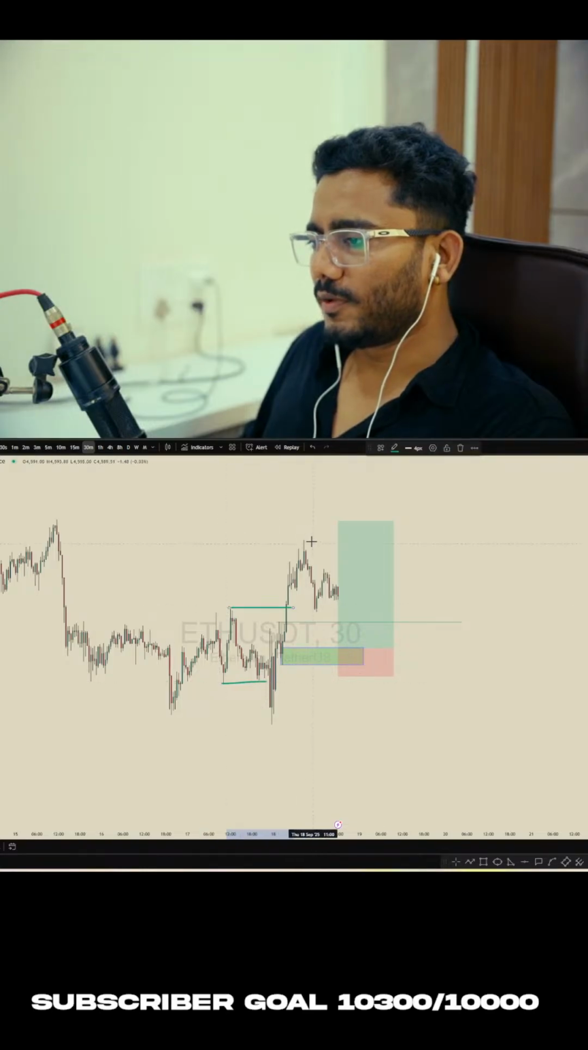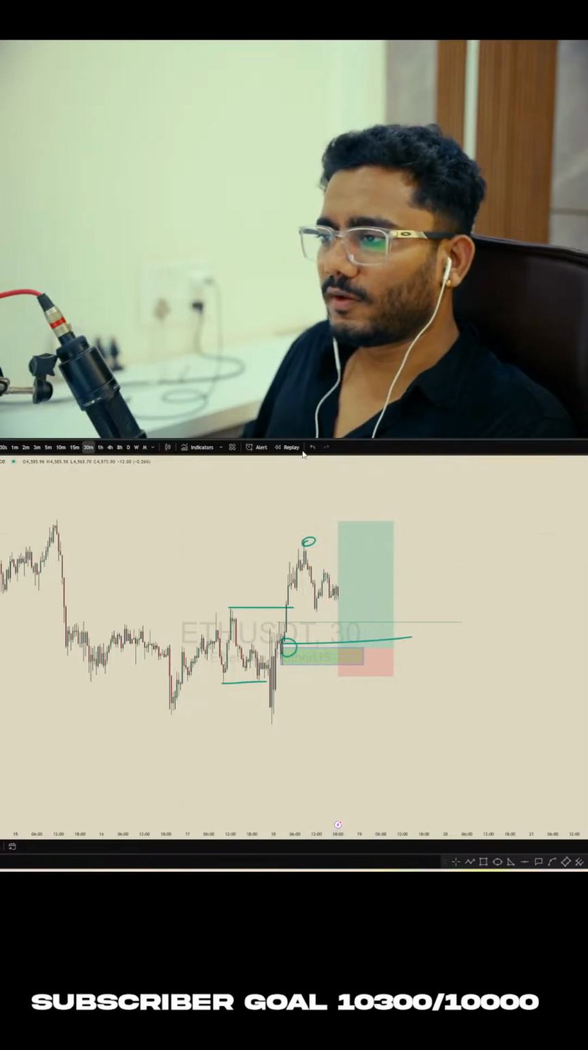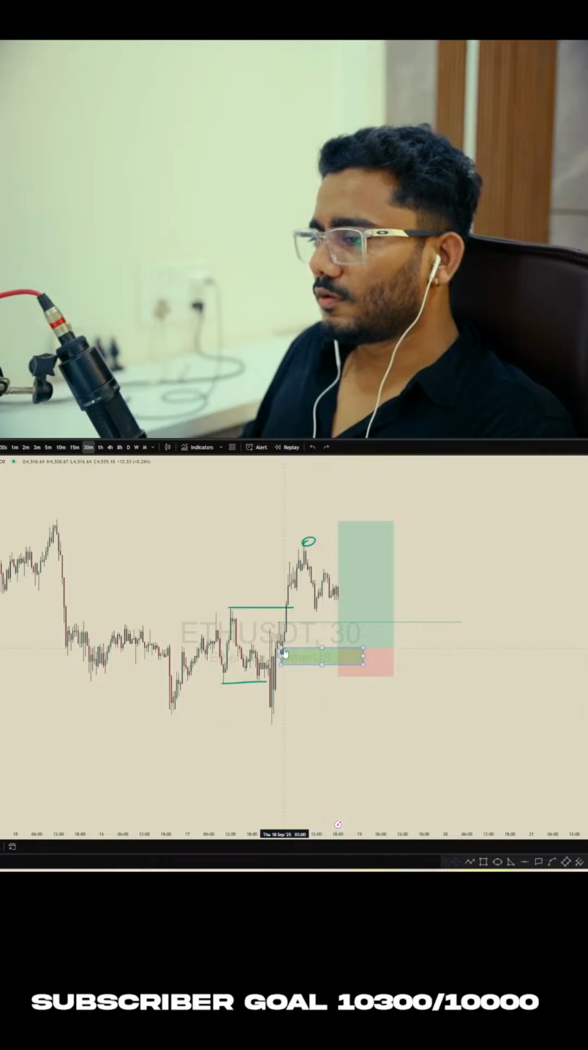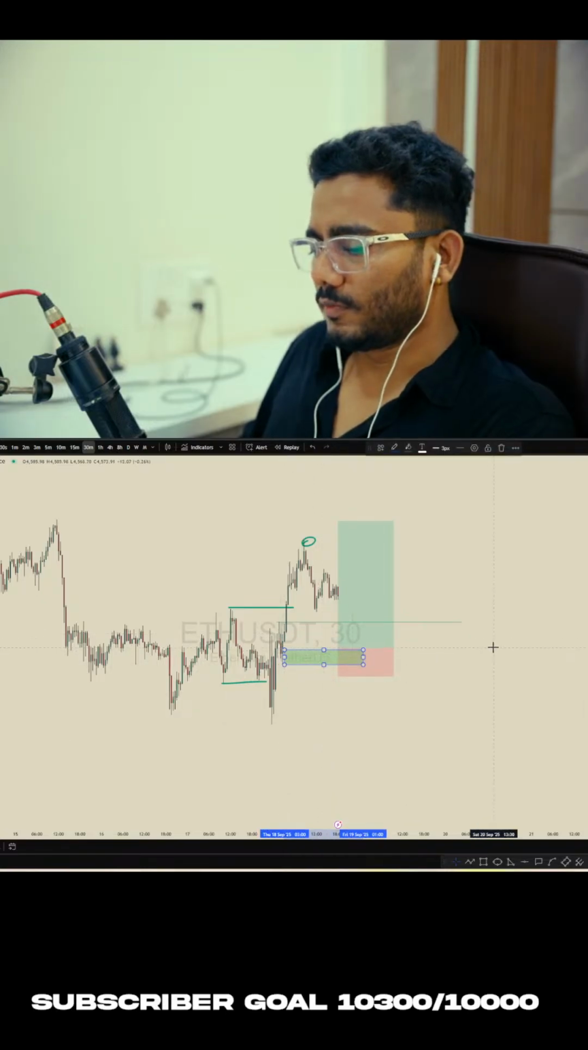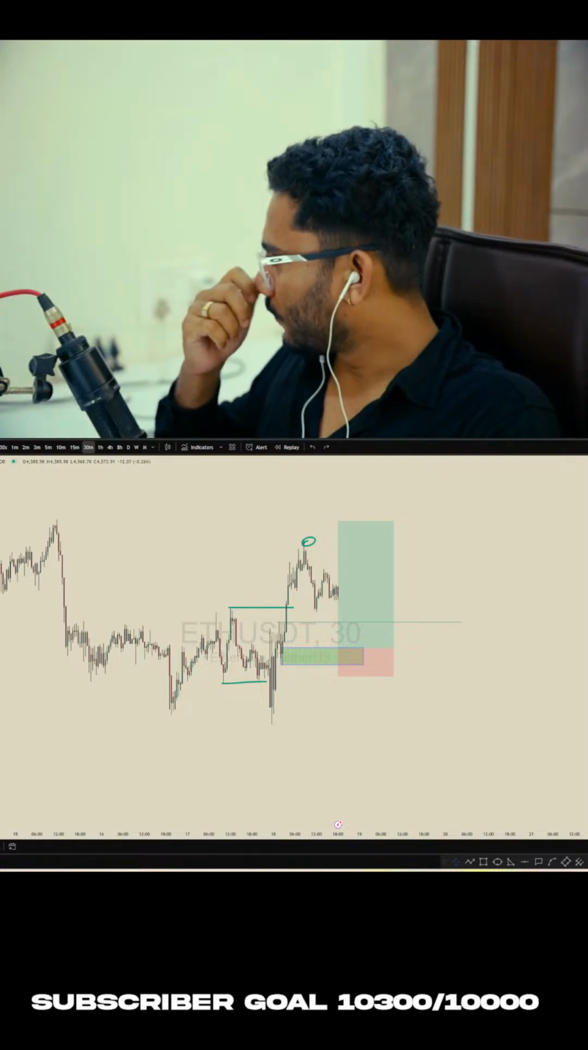Price took out the liquidity, broke the structure. We have this 30-minute order block, 30-minute area. So this order block has been refined on 5 minutes. You can also look for this 30-minute order block, but let's see. So confirmation like engulfing or rejection. Engulfing.